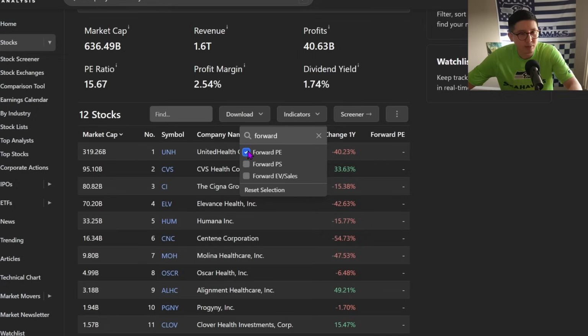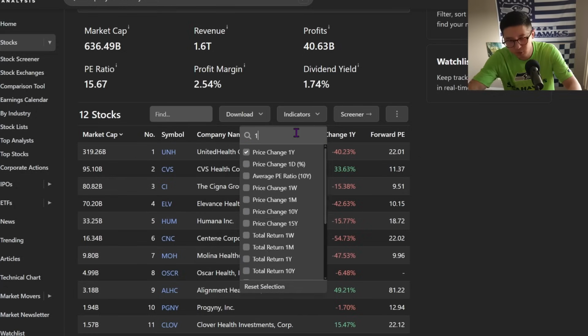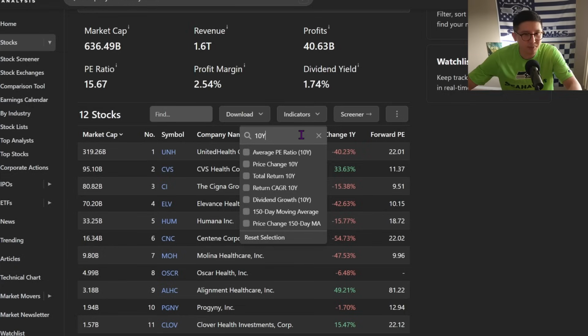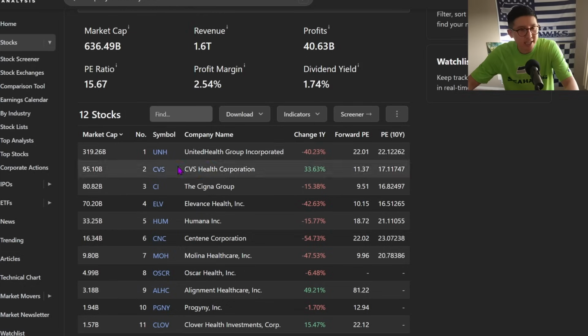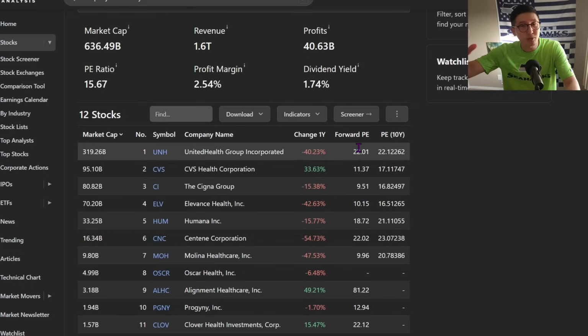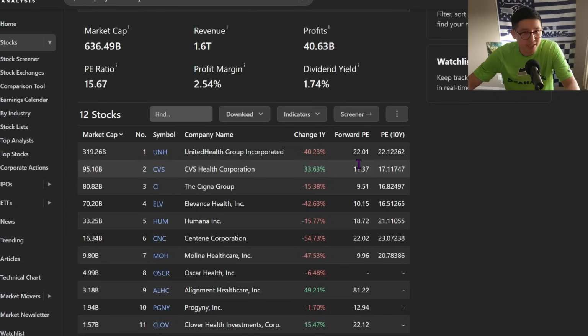And if we do forward trading multiple, and then of course the 10-year average to figure out if their PE is actually cheap or if it's expensive. And click that right there. And after we apply the filters that I prefer on the indicators, then United Health, their past 1 year, just the share price appreciation alone, is down negative 40.2%, and their forward trading multiple is a 22.